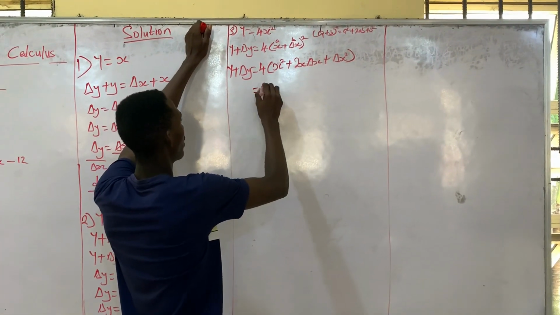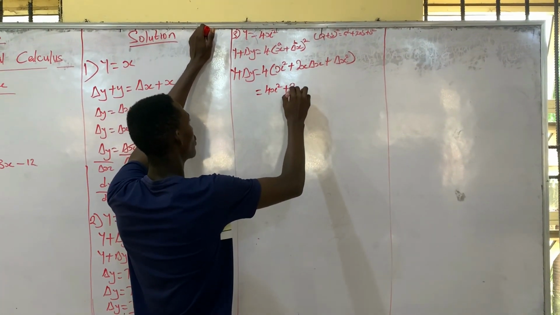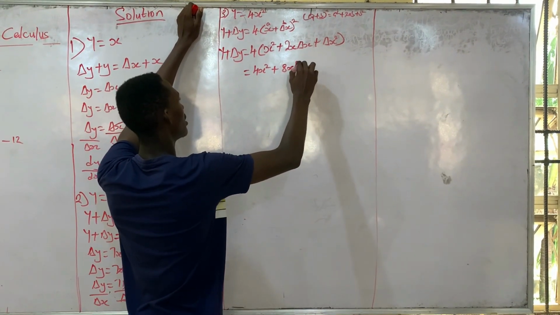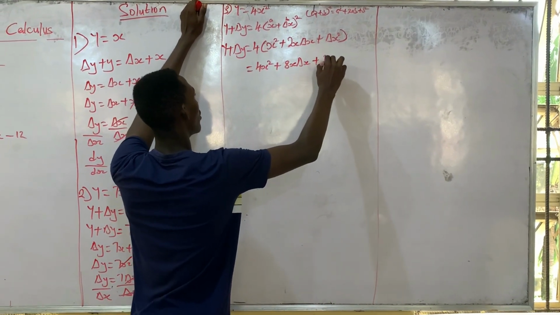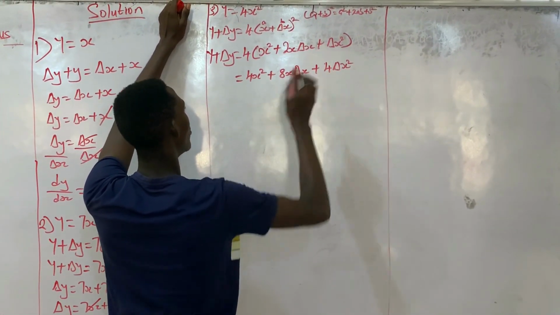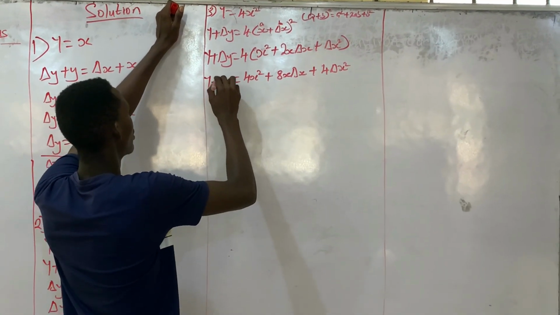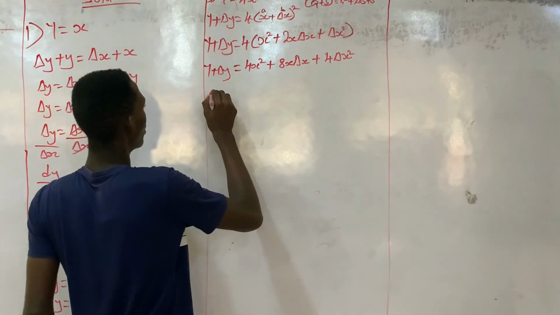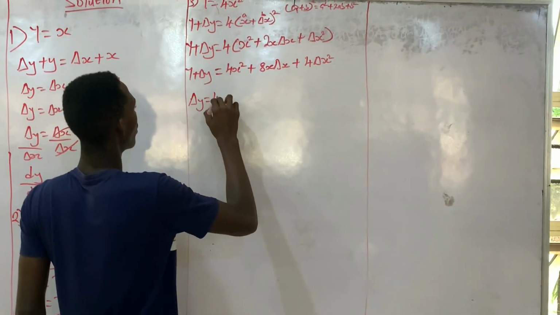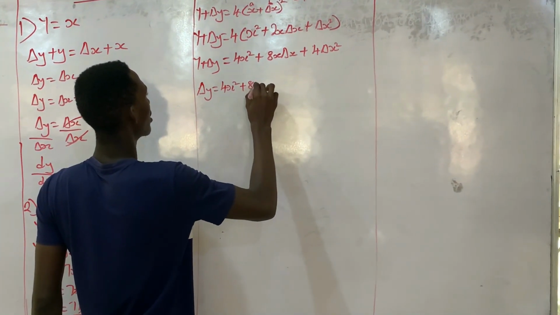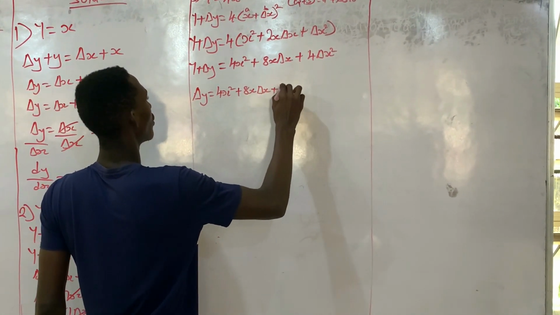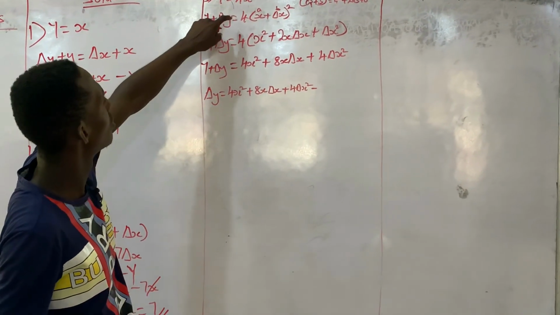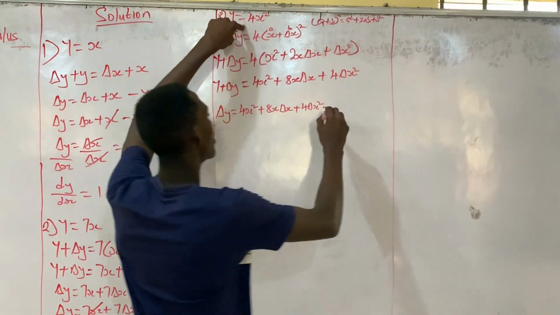Now we can expand this further by saying 4 times this becomes 4x squared plus 8x change in x plus 4 change in x squared. We still have our y plus change in y here. Now what do we do? We take the y to the other side, and that becomes change in y is equal to 4x squared plus 8x change in x plus 4 change in x squared minus 4x squared.